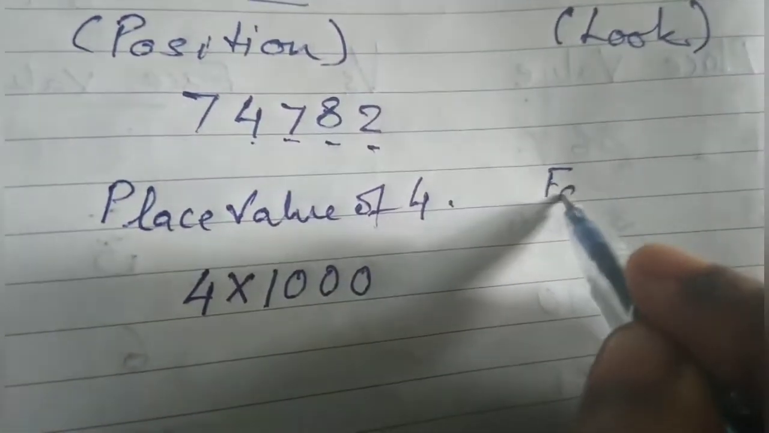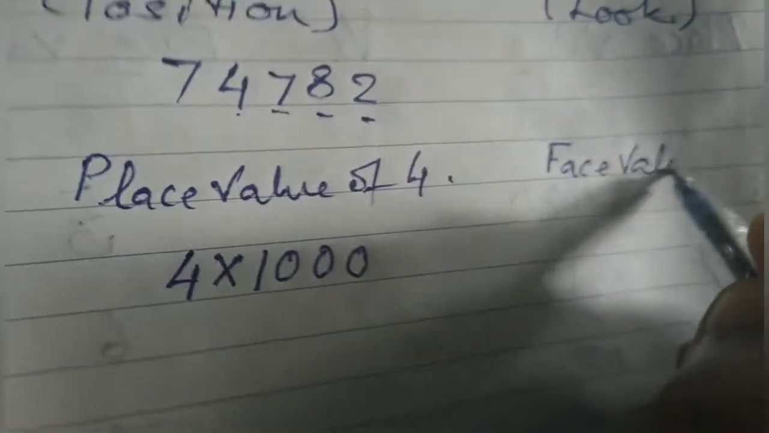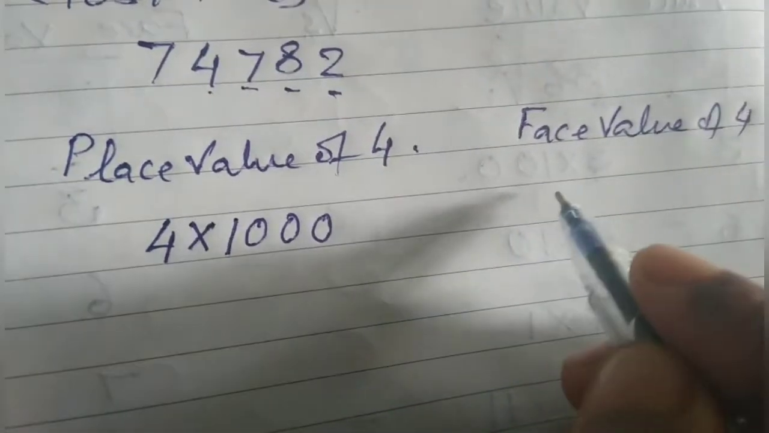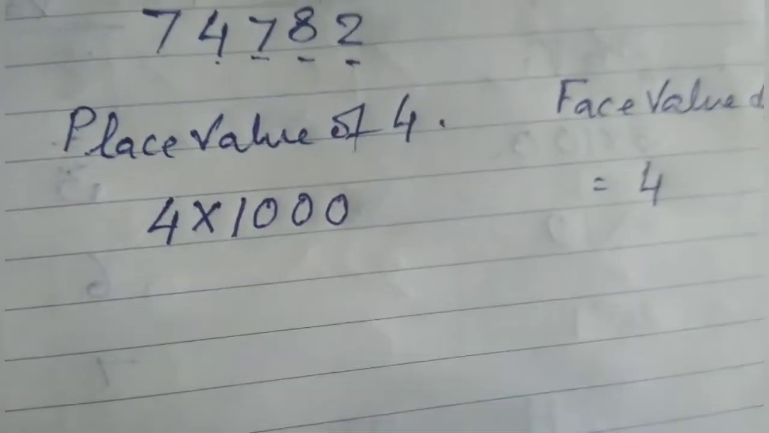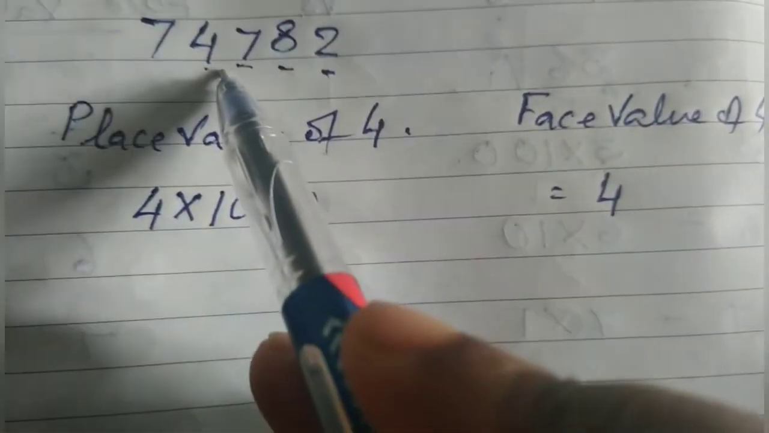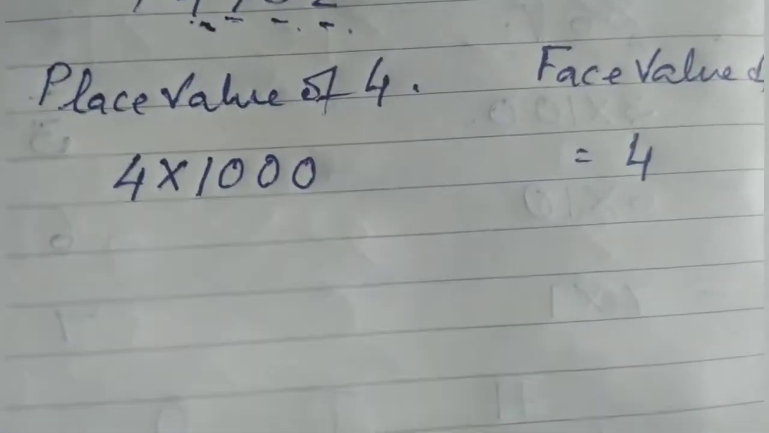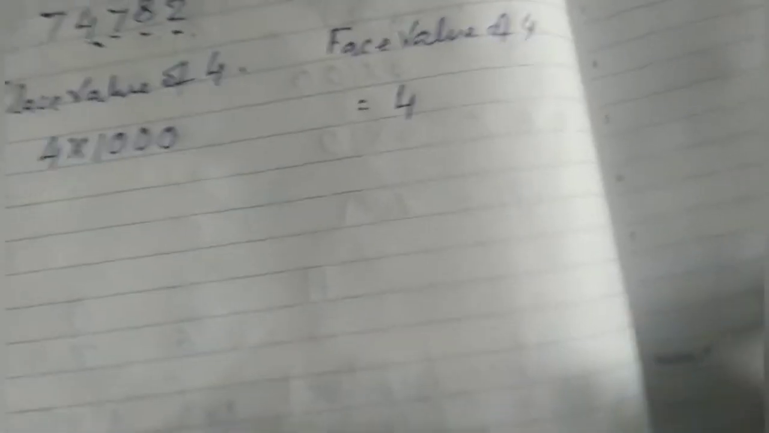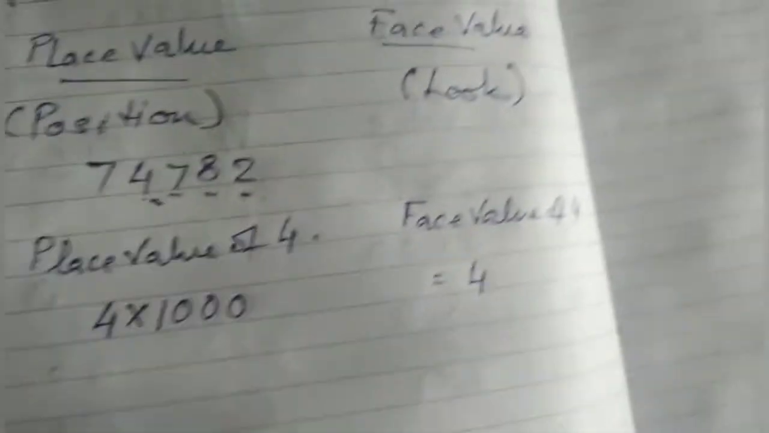But if I want to find the face value of 4, this is equal to 4. Face value of 4 is 4. Whereas place value of 4, what is the position of 4? This is the position of 4. So that is the difference between place value and face value.